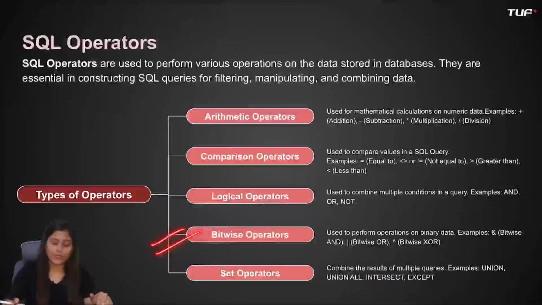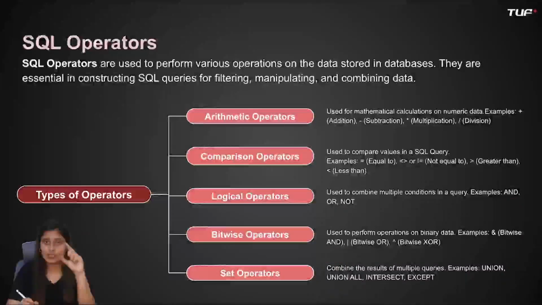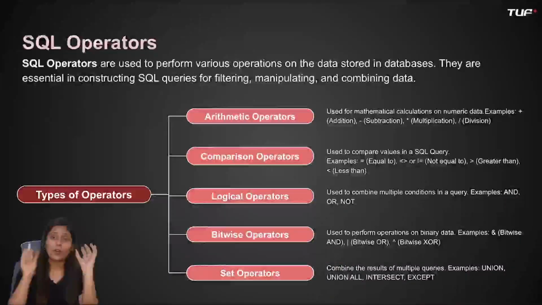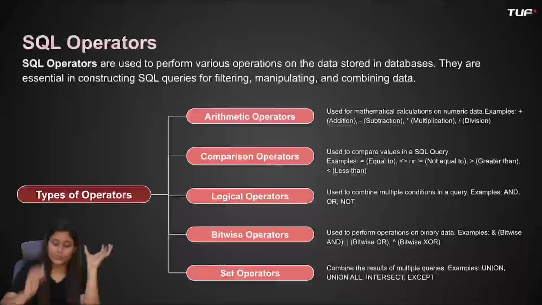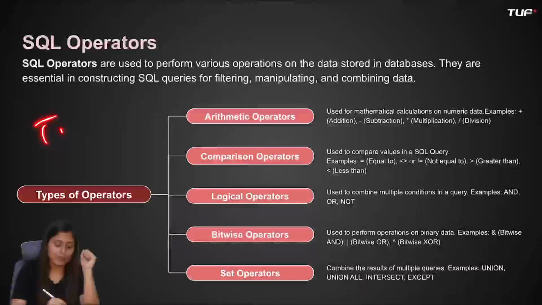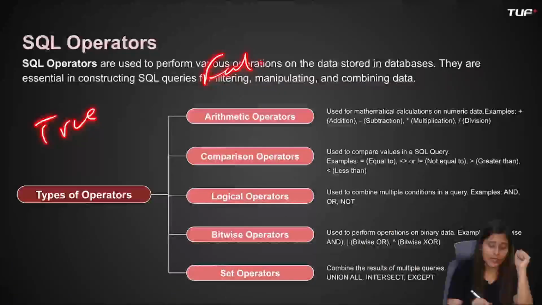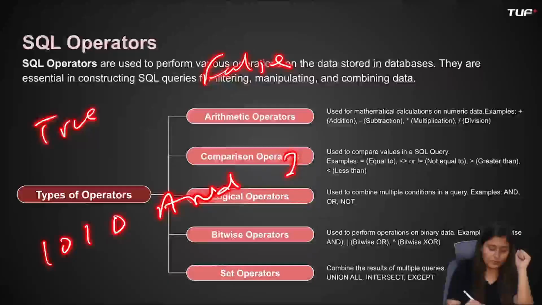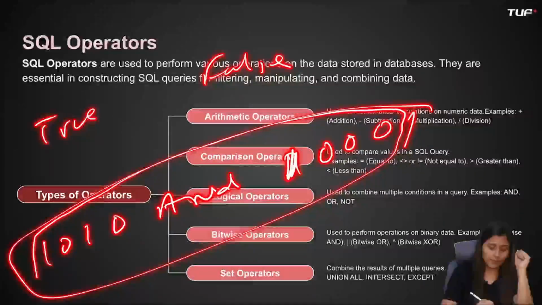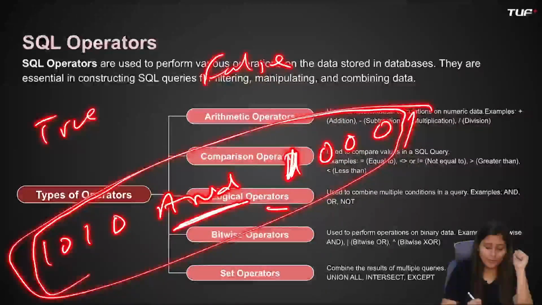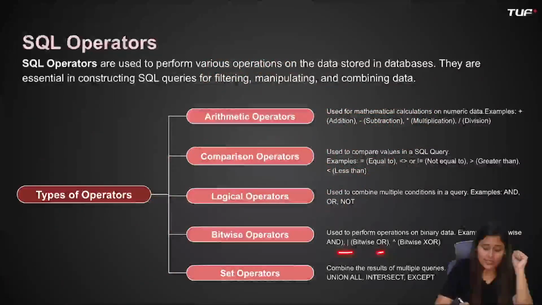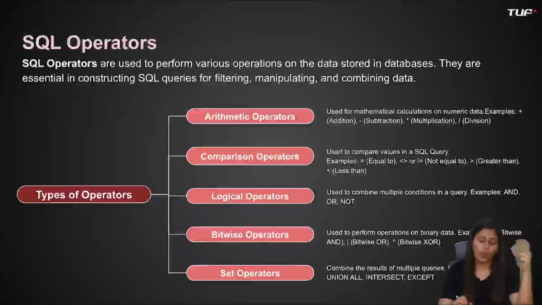Next is the bitwise operator. So bitwise operators like AND, OR, NOT we apply, but these will be applied on binary numbers, right? So instead of the actual true or false boolean, we'll be applying them on binary numbers, like 1000 and so on, right? This is what happens when we apply the same logical operators on binary numbers, and then we see them as bitwise operators.